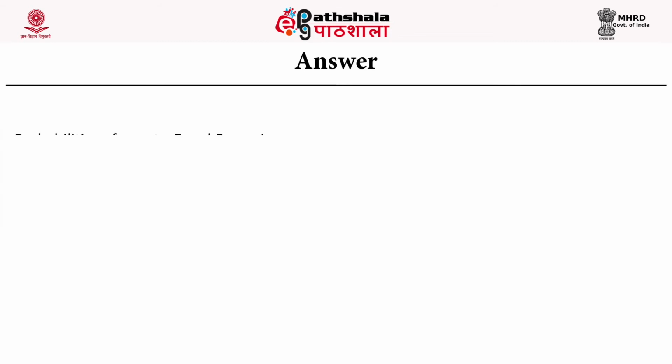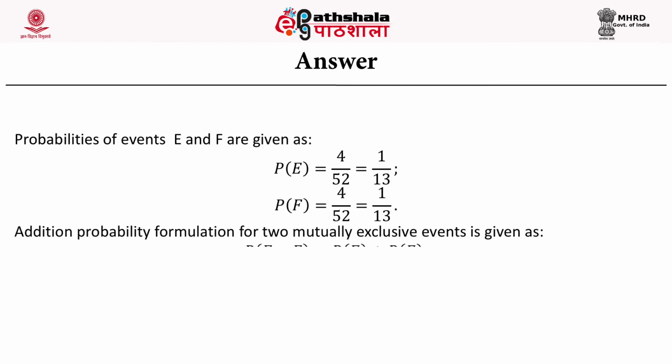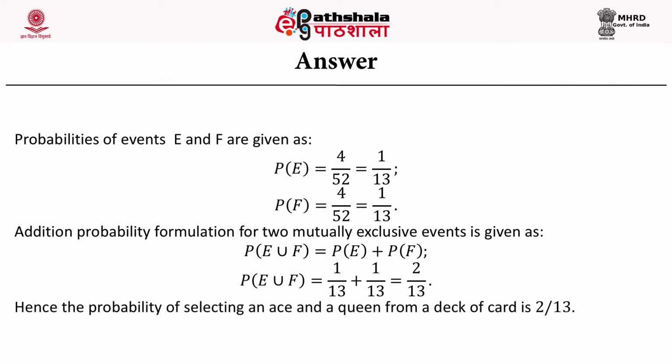So probability of events E and F are given by probability of E is equal to 4 divided by 52, because we have 4 cards of ace, and so the probability of E is equal to 1 by 13. Similarly, we have 4 cards of queen in a pack of cards, so the probability of F is coming out to be 1 by 13. So addition probability formulation for two mutually exclusive events gives probability of E union F, which is coming out to be 2 by 13. Hence the probability of selecting an ace or a queen from a deck of cards is 2 by 13.